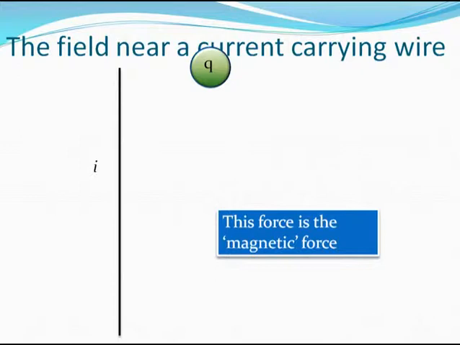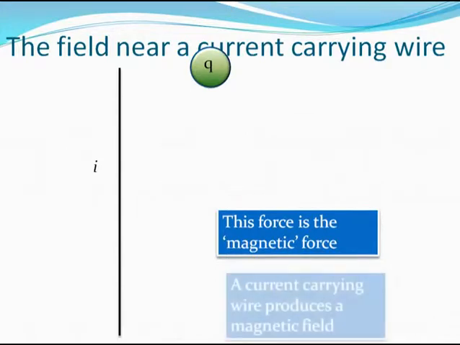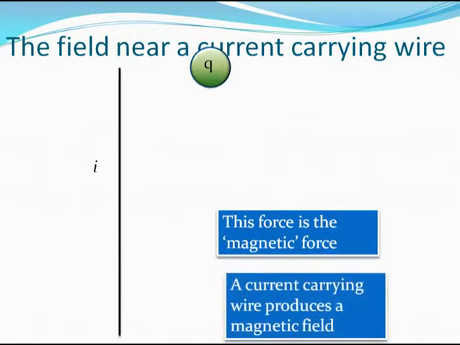Isn't it weird that a force should act on the charge when the charge is moving, but the force does not act when the charge is stationary? Yes, it is surprising, but this is because a new field called the magnetic field has come into the picture, which exerts a magnetic force on the charge. A current carrying wire produces a magnetic field. This magnetism is what we are going to study about in this chapter and the chapters to come.